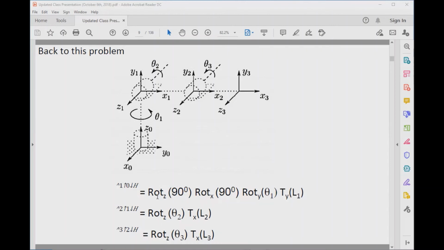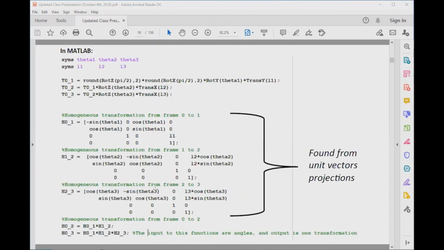Now let's look into the second one. What would be the sequence that gets me from frame 1 to frame 2? We are already in the same direction, so I will simply rotate about z1 by theta 2. Then you translate along the current x-axis by length L2, and the last one is the same thing. So now you have H01, H12, and H23. You can get H03 by multiplying them, and this is what we have here.